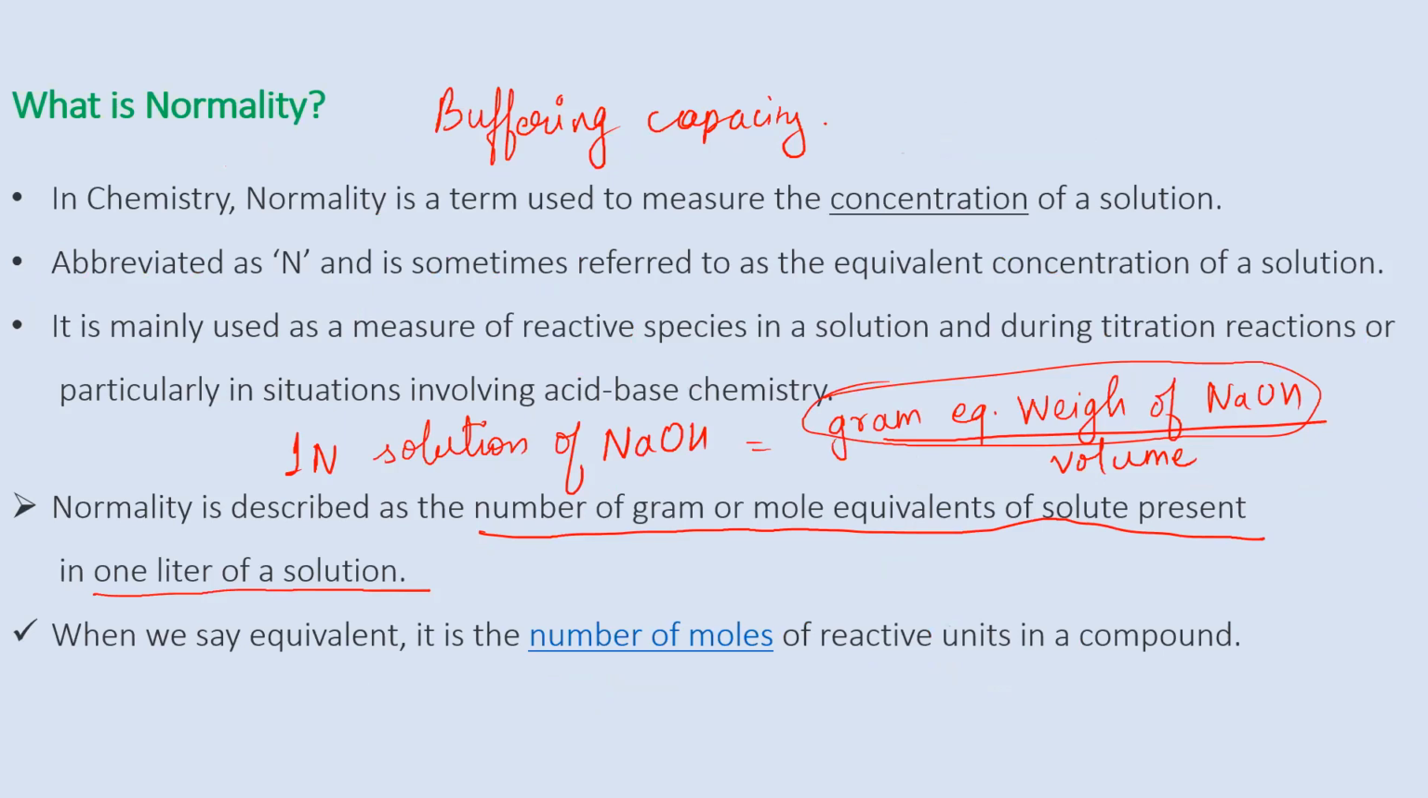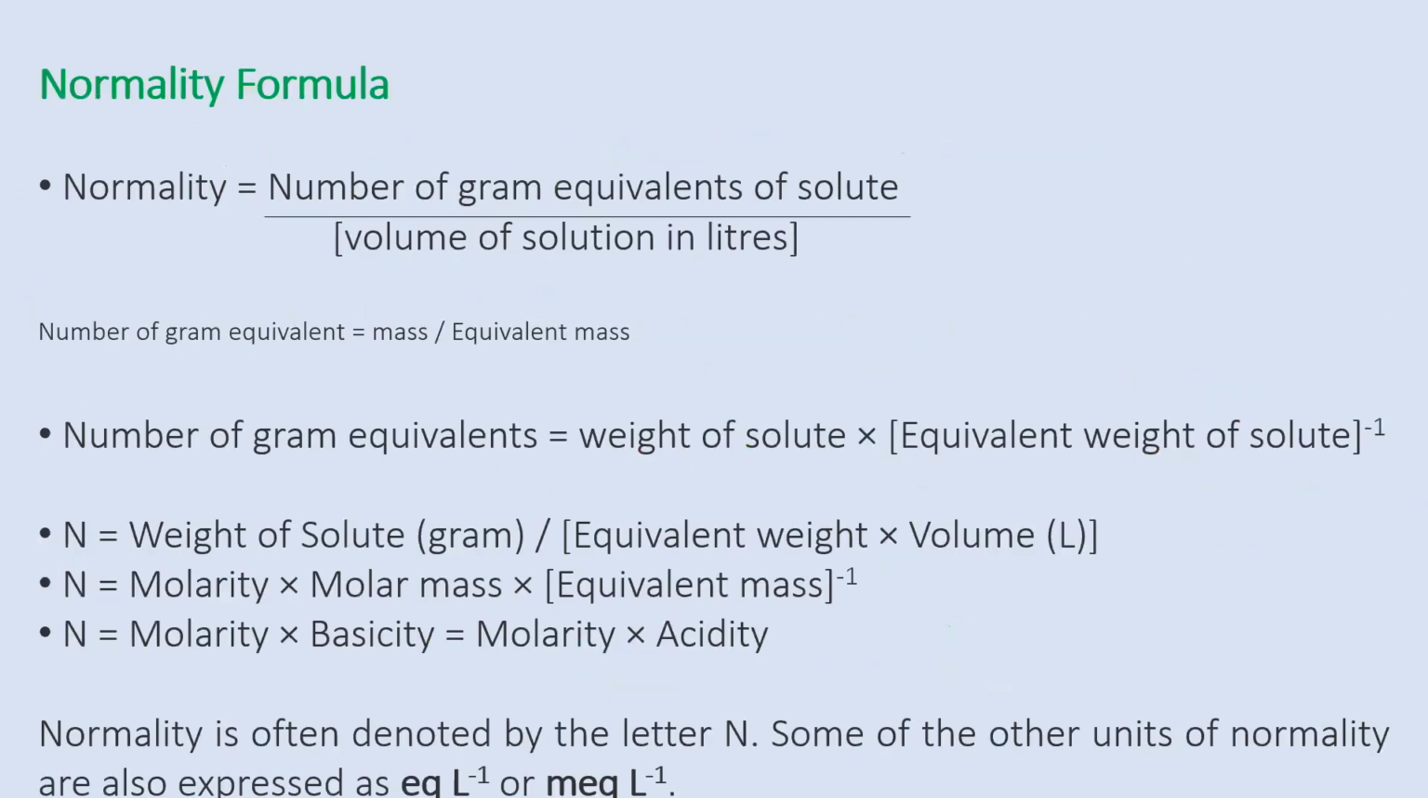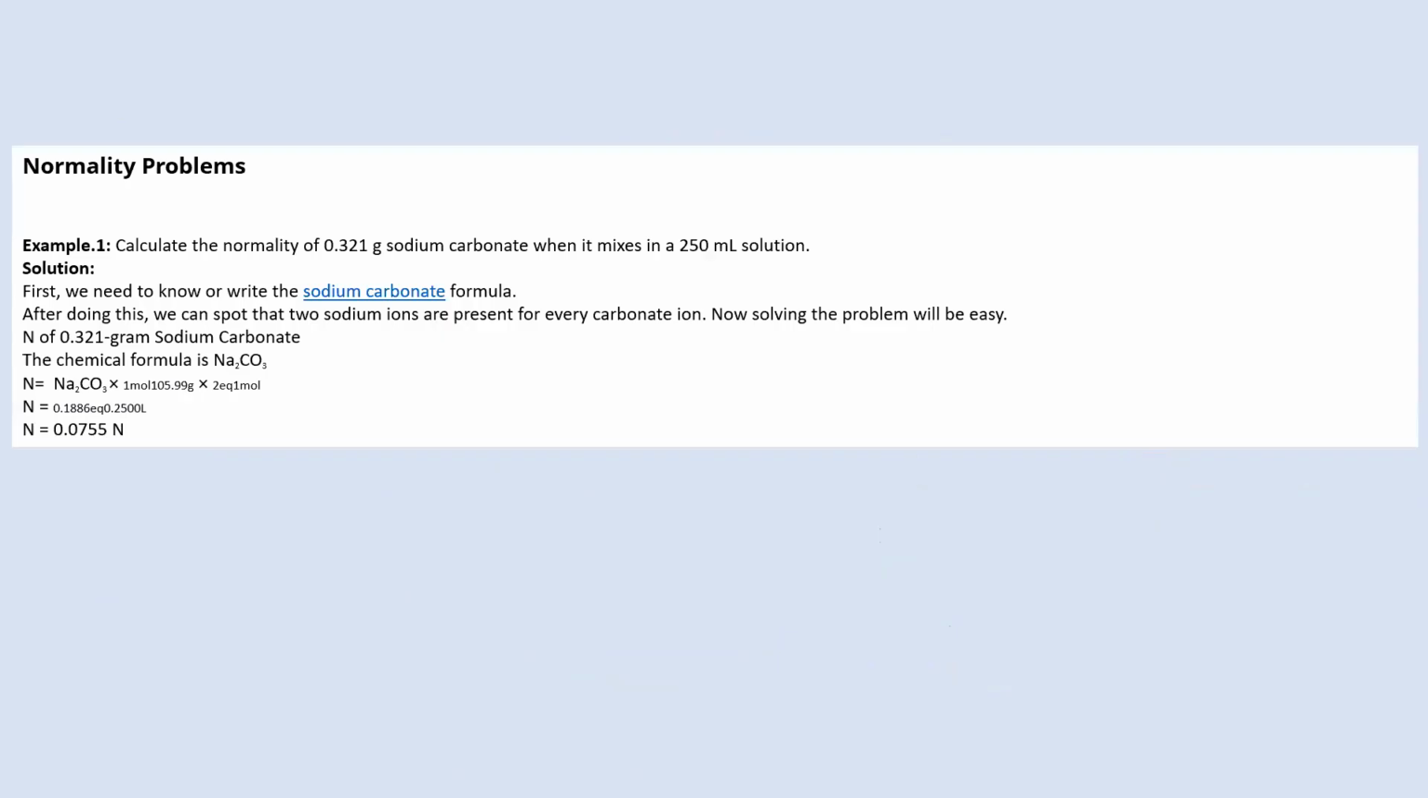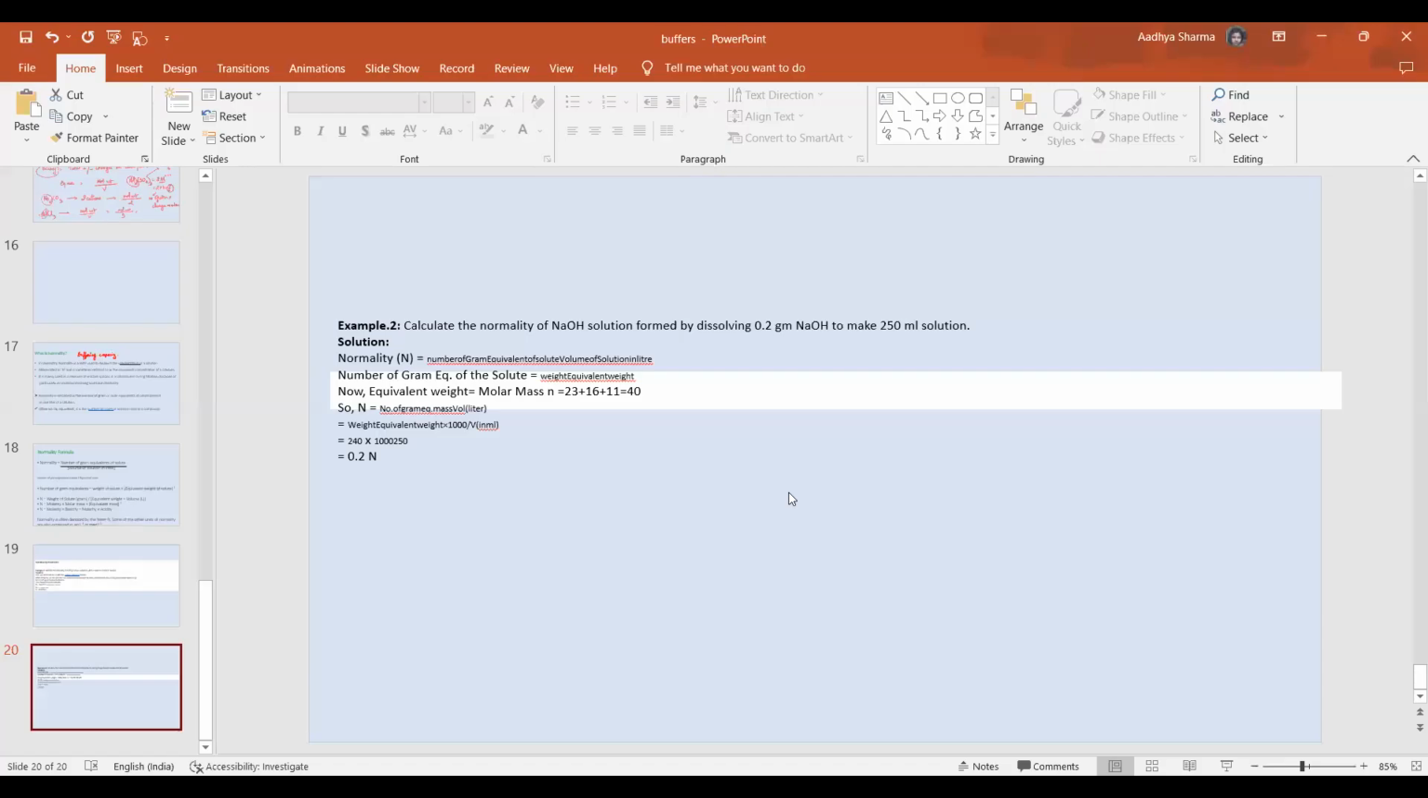Now we go to normality. So the definition of normality is number of gram or mole equivalents of solute which is present in 1 liter of solution. Now we studied what is normality, what is molarity, and what is molality. All of these three terms are going to be extremely important when you make buffers. Especially normality is very, very important when you make buffers, because most of the time what you are going to do is you are going to use a solute, you're going to dissolve it in the water or an aqueous base.